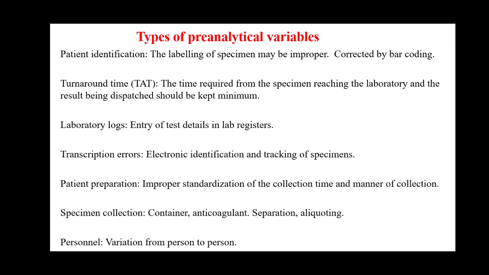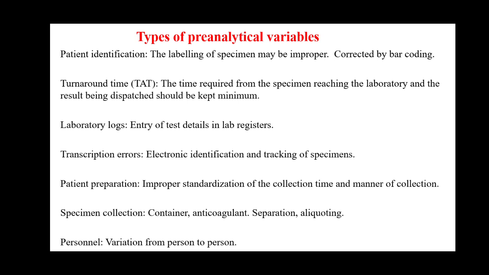Under patient identification, the labeling of a specimen may be improper, so we can correct it by barcoding. By using a barcode, there is no requirement to label patient details. Turnaround time is the time required for the specimen to reach the laboratory and the result to be dispatched. If the TAT is minimal, the error will be less. Laboratory logs: the entry of test details in a lab result has to be done correctly. Transcription errors: electronic identification and tracking of specimens. And patient preparation: improper standardization of collection time and the manner of collection.